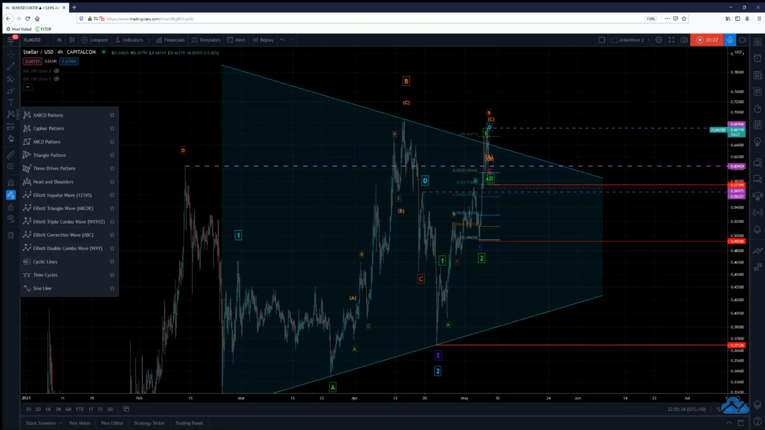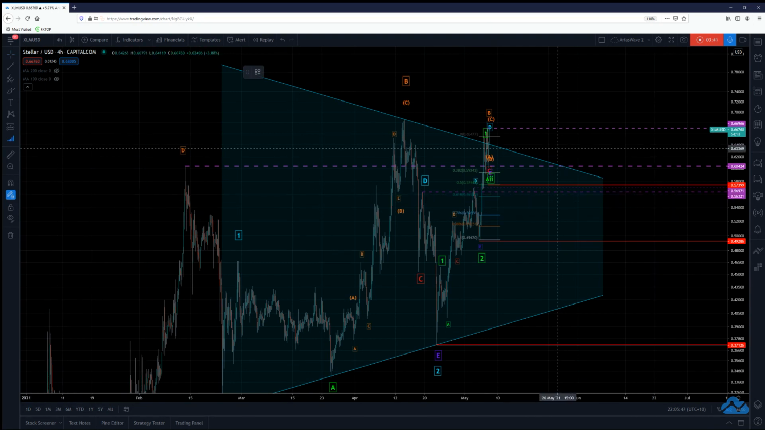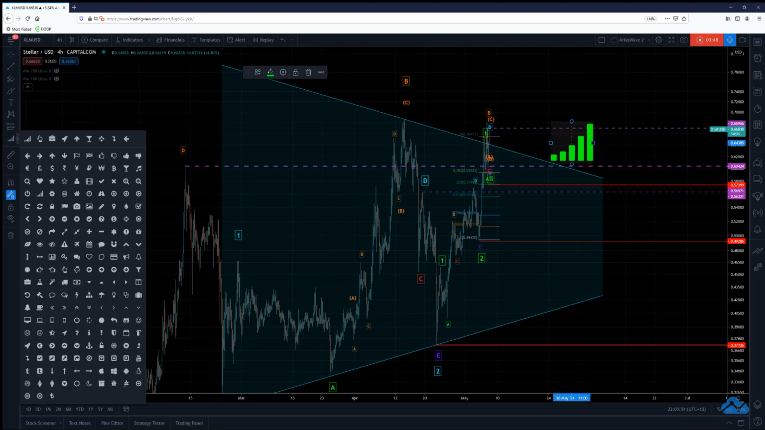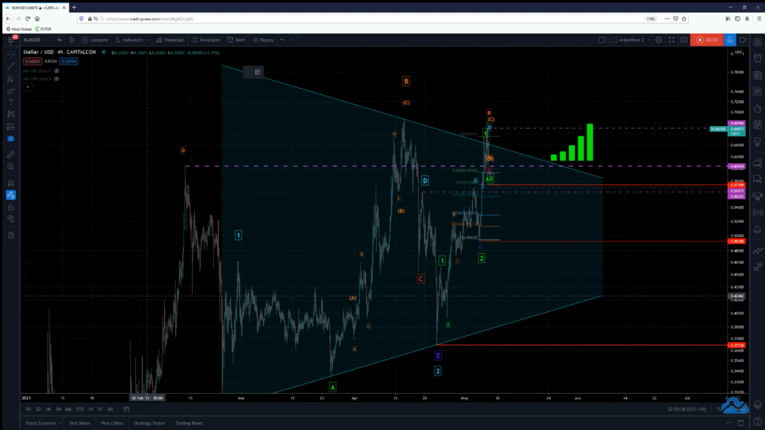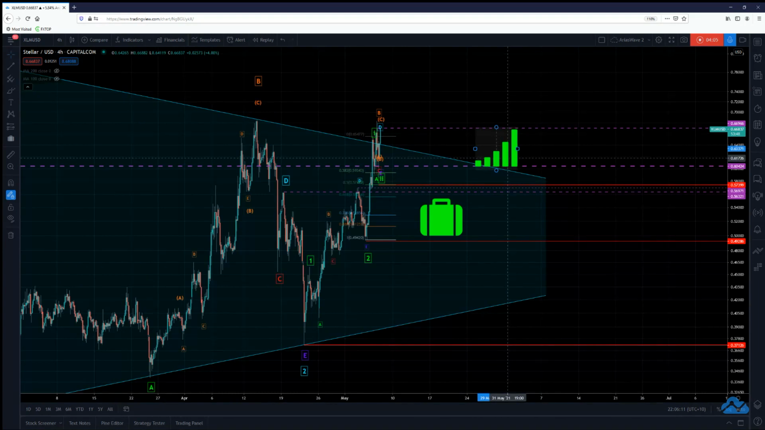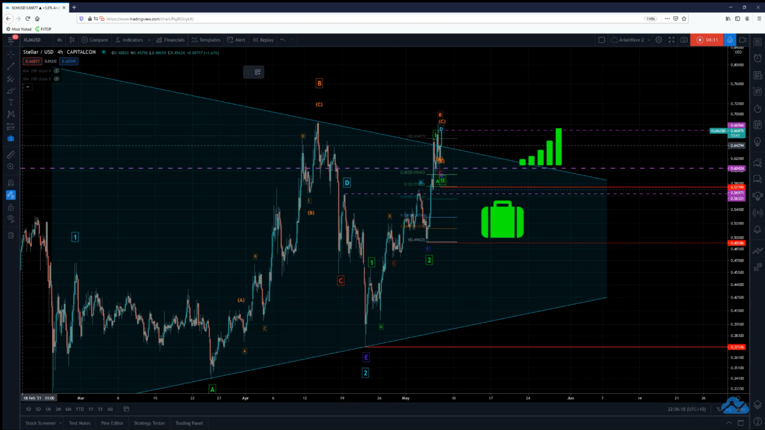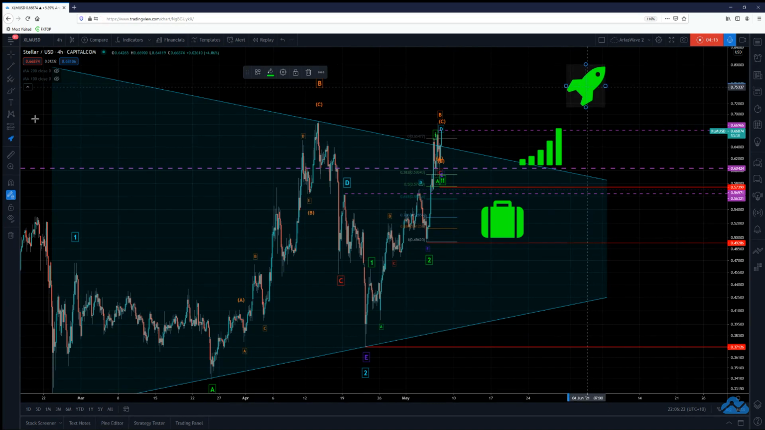I haven't actually put any funky little symbols out there, sorry, I have to find that symbol again. The briefcase. So the briefcase was packed around here, and we are expecting higher prices here, and one more. I have to include the rocket. Okay, that's the rocket.